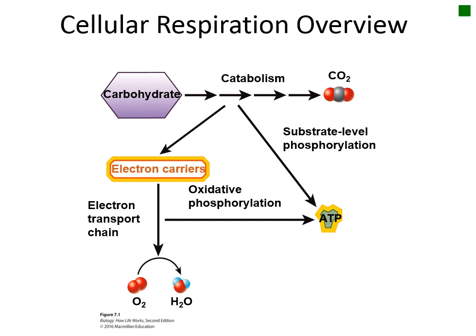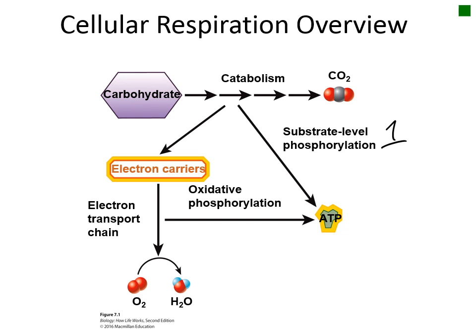During cellular respiration, ATP is generated using two different mechanisms. The first is called substrate level phosphorylation, in which an enzyme-substrate complex is used in a hydrolysis reaction that releases energy to drive the synthesis of ATP. This produces a small amount of ATP for the cell.